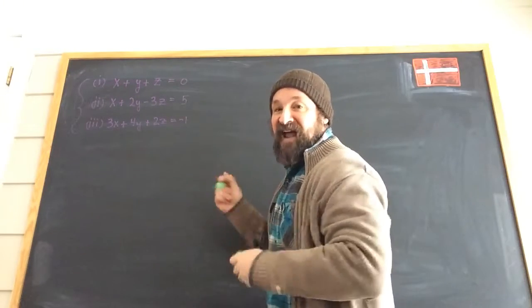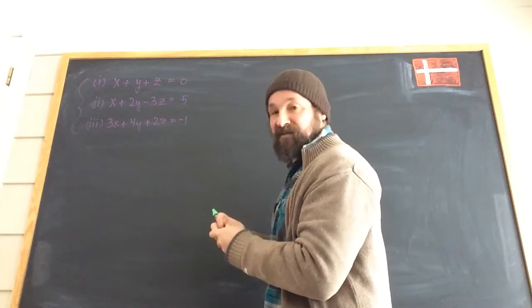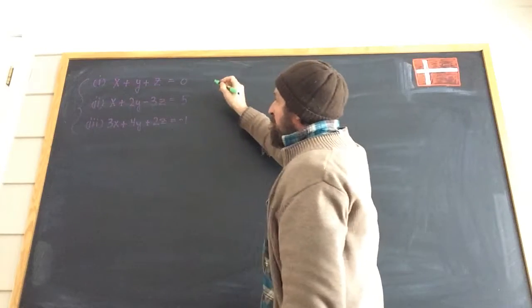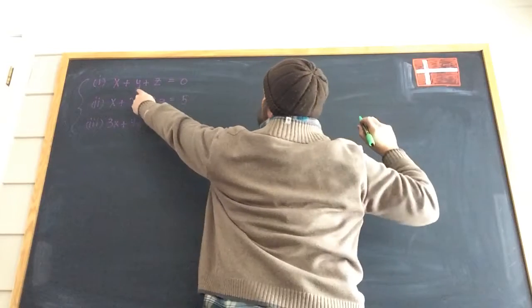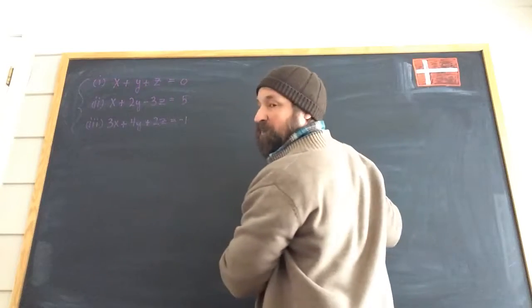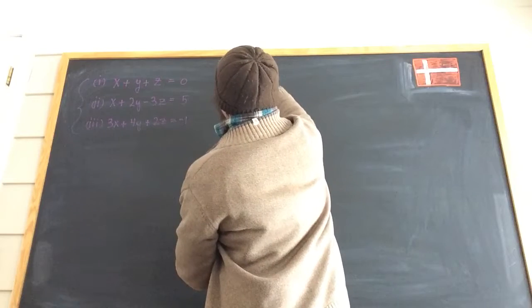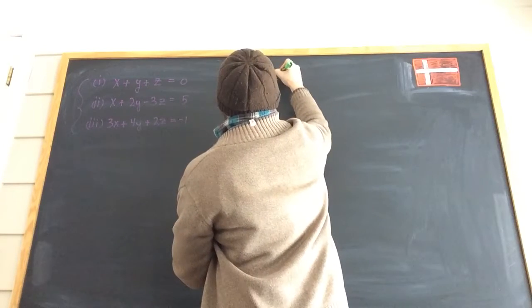Now, my markers are kind of drying out on me, so I'm switching over to a green here. So equation 1, x plus y plus z equals 0. I'll solve that for x. I'll subtract y and I'll subtract z from both sides. And when I do that, I get x is equal to minus y minus z.